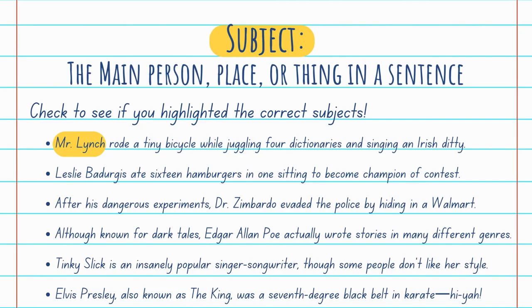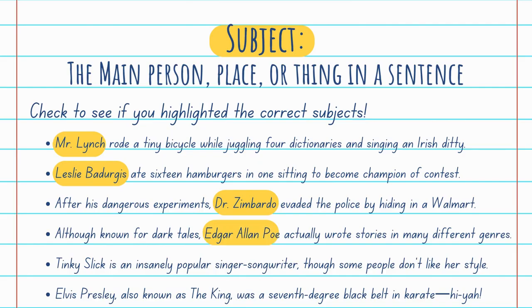But let's keep pushing through and find the rest of these subjects. Next sentence, Leslie Badurgas. Third sentence, Dr. Zimbardo. You see, this one is a little bit more complex because we have a dependent clause that comes before our independent clause. You're generally never going to find your main subject in a dependent clause, since it's dependent on the independent clause to make sense. Notice, though, it does come directly after the comma, which connects it to the pronoun "his." After his dangerous experiments, Dr. Zimbardo evaded the police by hiding in a Walmart.